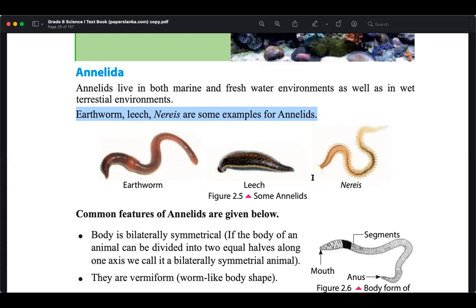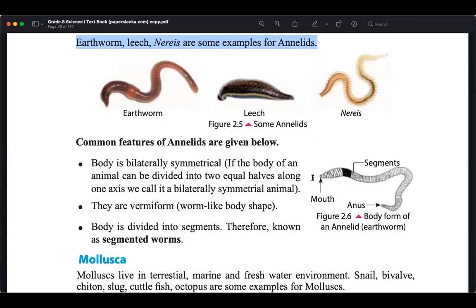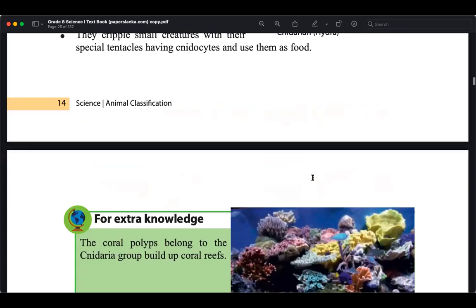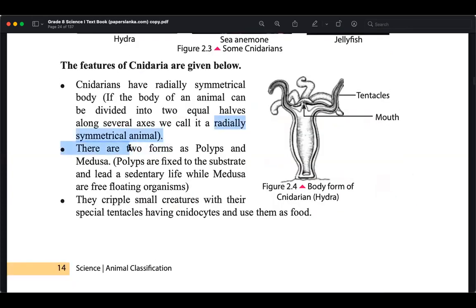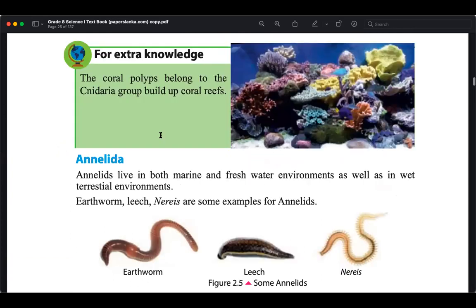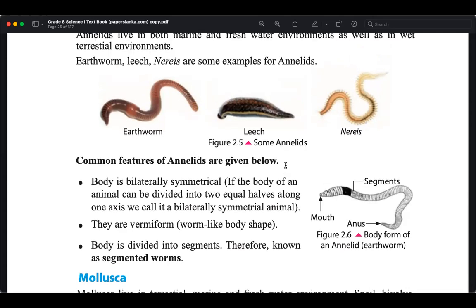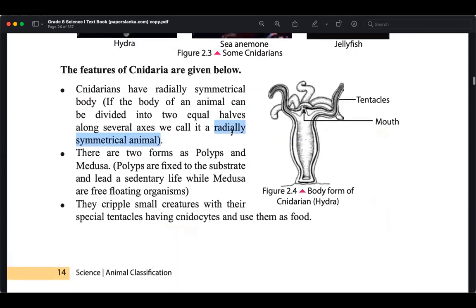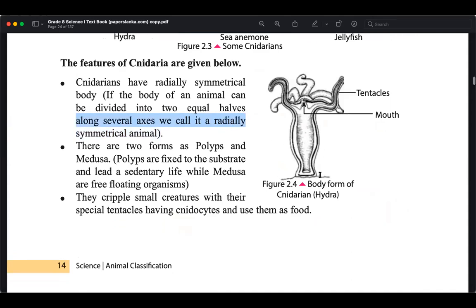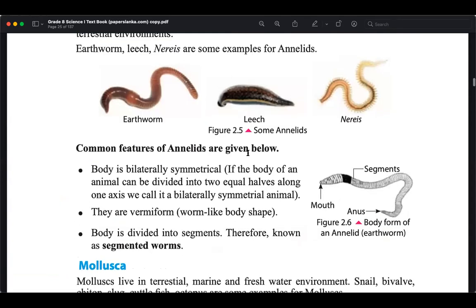Okay, so then common features. The body is bilaterally symmetrical. The previous one we learned the body is radially symmetrical, but here you can see it's bilaterally symmetrical. That means if the body of an animal can be divided into two equal halves along one axis, we call it bilateral. It's only one axis, right? So symmetric around one axis, but there, symmetric radially, like a cylinder, but here you can see it's bilateral symmetry.